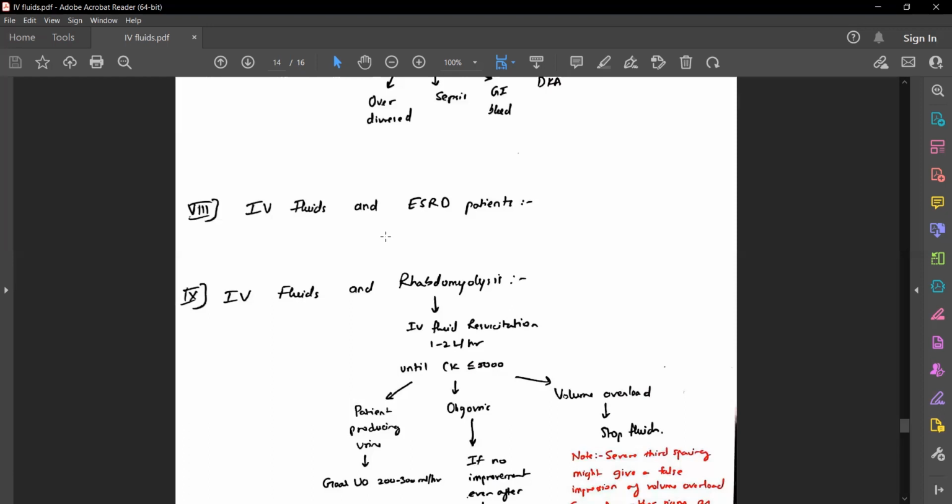You could contact the nephrologist and see when you want to schedule the next dialysis with them in case they become more volume overloaded. But you would definitely resuscitate them and can consider going on a lower rate or no maintenance fluid if they're not making any urine.